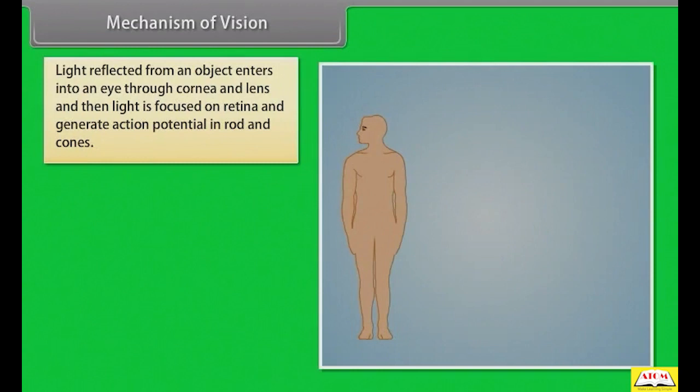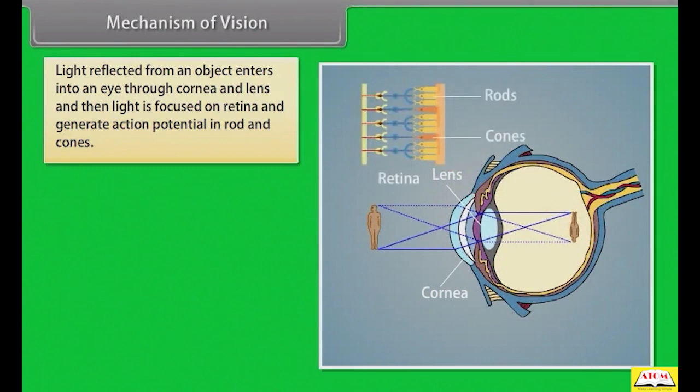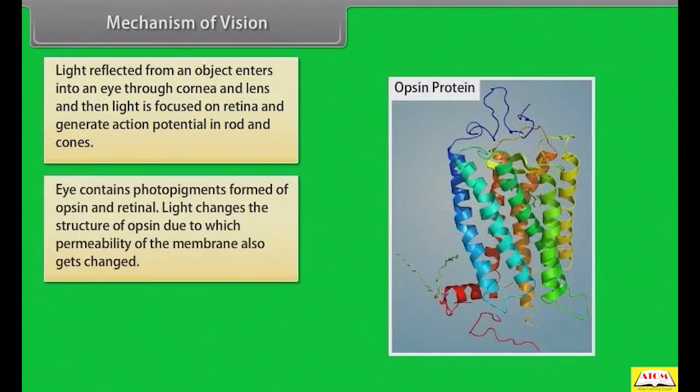Mechanism of vision. Light reflected from an object enters the eye through the cornea and lens, and then the light is focused on the retina and generates action potentials in rods and cones. The eye contains photopigments formed of opsin and retinol. Light changes the structure of opsin, due to which the permeability of the membrane also changes.